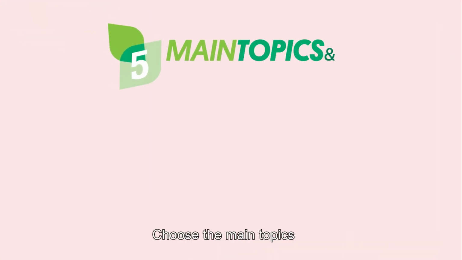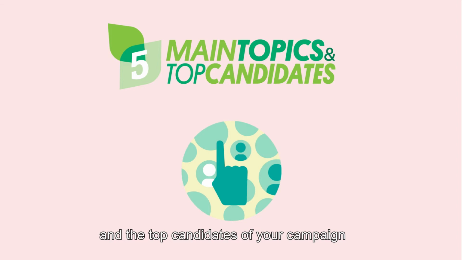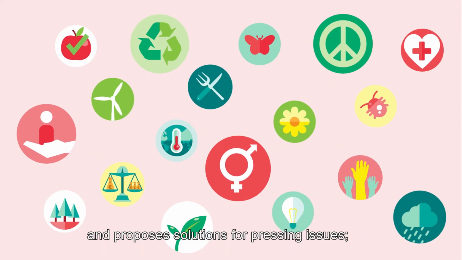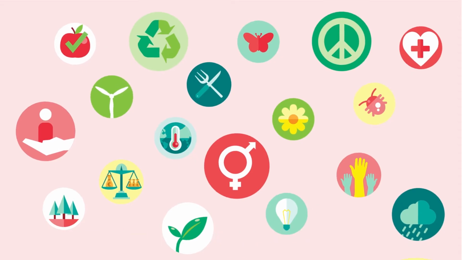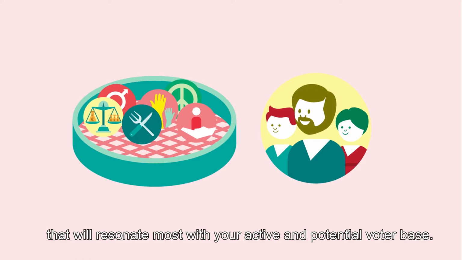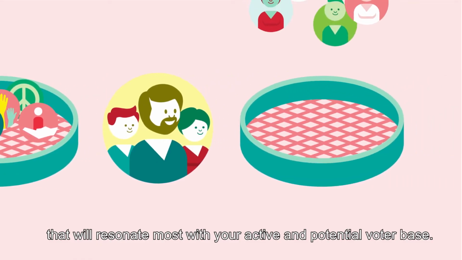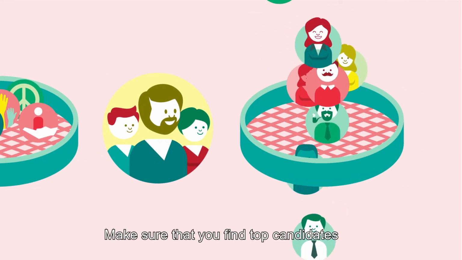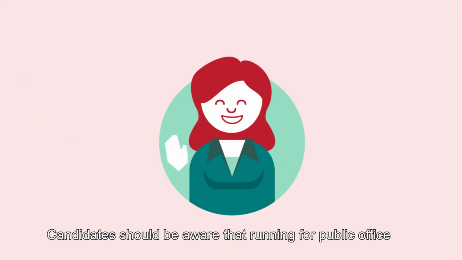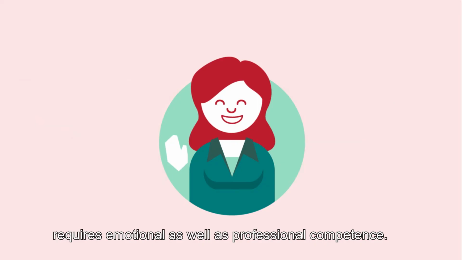5. Choose the main topics and the top candidates of your campaign. It is clear that your party has a great program and proposes solutions for pressing issues. But remember to focus your campaign on those topics that will resonate most with your active and potential voter base. Make sure that you find top candidates that can carry the campaign forward and connect with your target groups. Candidates should be aware that running for public office requires emotional as well as professional competence.